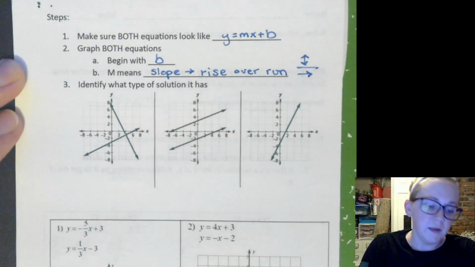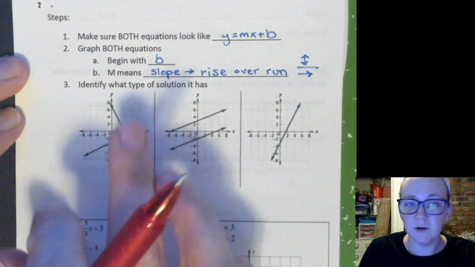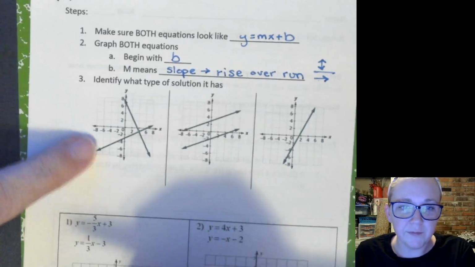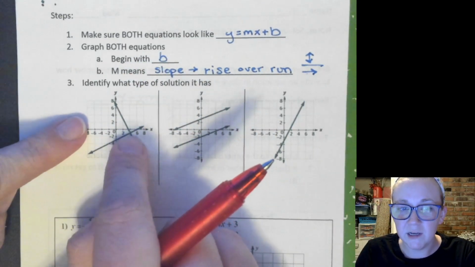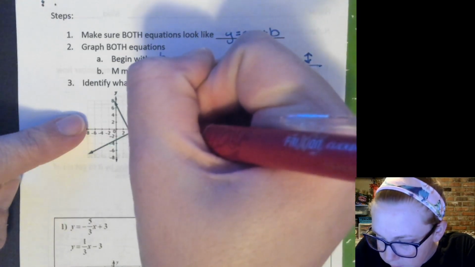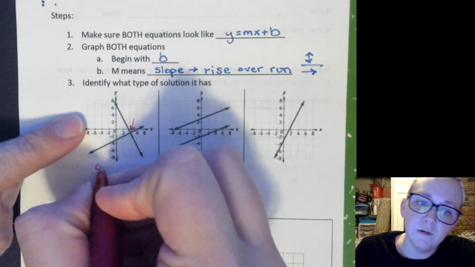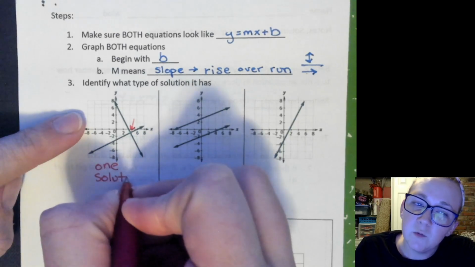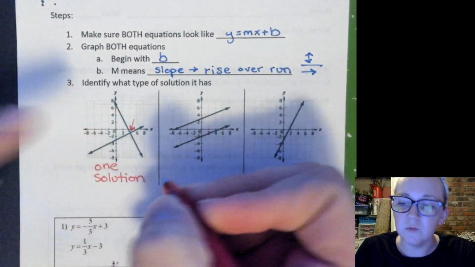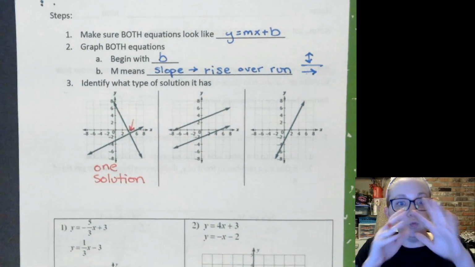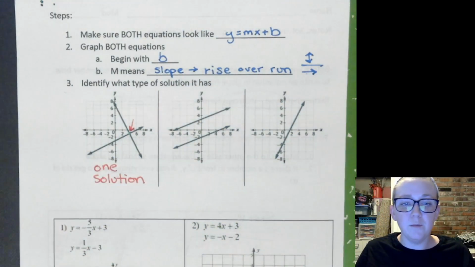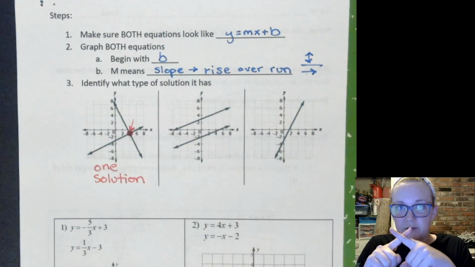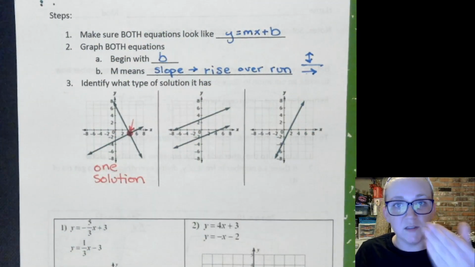Now, whenever you graph these, there are 3 different types of graphs that you could get for your answer. If you get a graph that looks like this, where your 2 lines touch, you see how they touch at that one point right there? This is called one solution. When I say one solution, I mean that there is only one set of numbers that'll work for that entire problem. And it is wherever the 2 lines intersect. That's the one solution.